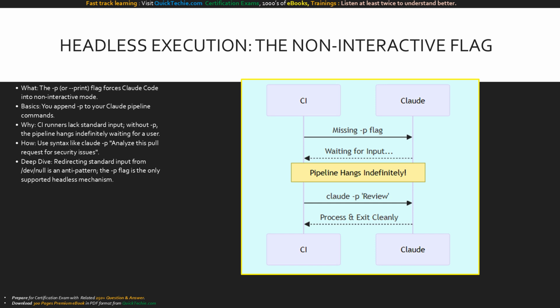For our deep dive, remember this anti-pattern. Never try to hack around this by redirecting standard input from /dev/null. The -p flag is the only supported, reliable way to execute pipeline tasks. This sequence diagram compares the two execution paths. The top path shows the catastrophic result of omitting the flag. The process hangs, burning pipeline minutes. The bottom path shows the correct implementation, where the -p flag ensures Claude processes the command and returns an exit code immediately.